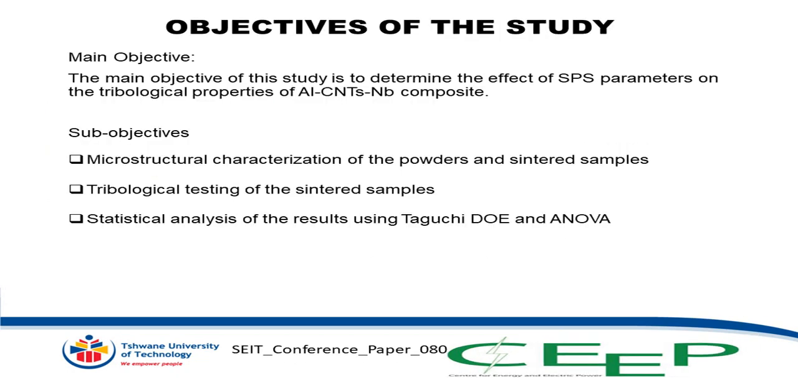Objective of the study. The main objective of this study is to determine the effect of spark plasma sintering parameters on tribological properties of aluminium carbon nanotube niobium composite. This main objective was achieved with the following sub-objectives: microstructural characterization of the powders as well as the sintered samples, tribological testing of the sintered samples, and finally, statistical analysis of the result using Taguchi design of experiment and analysis of variance, in short form called ANOVA.